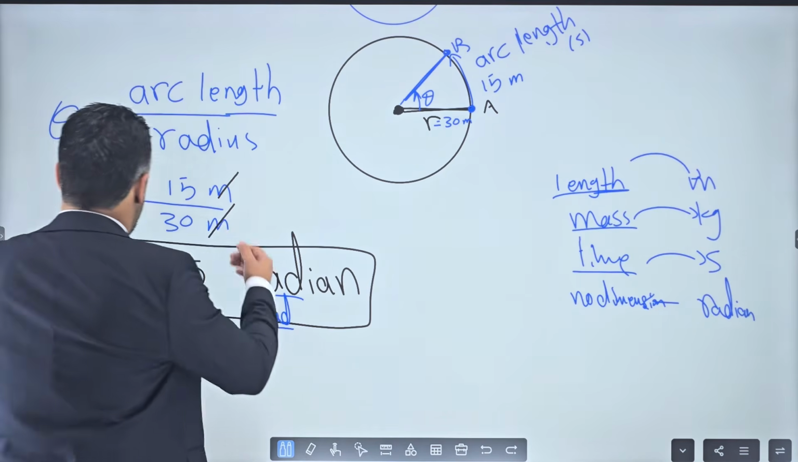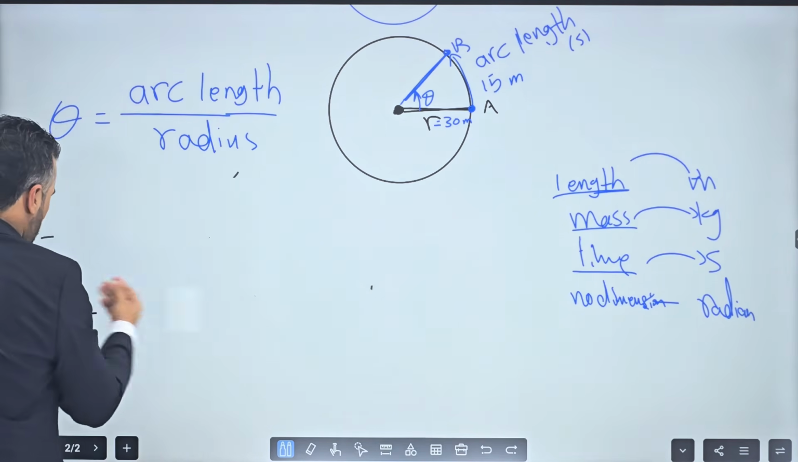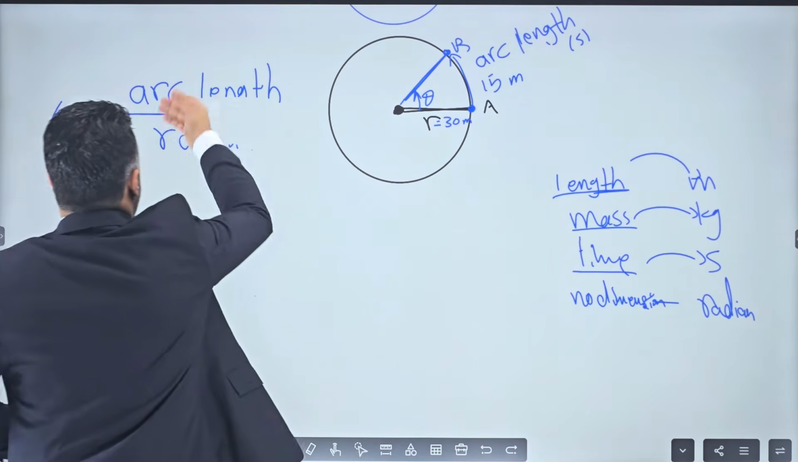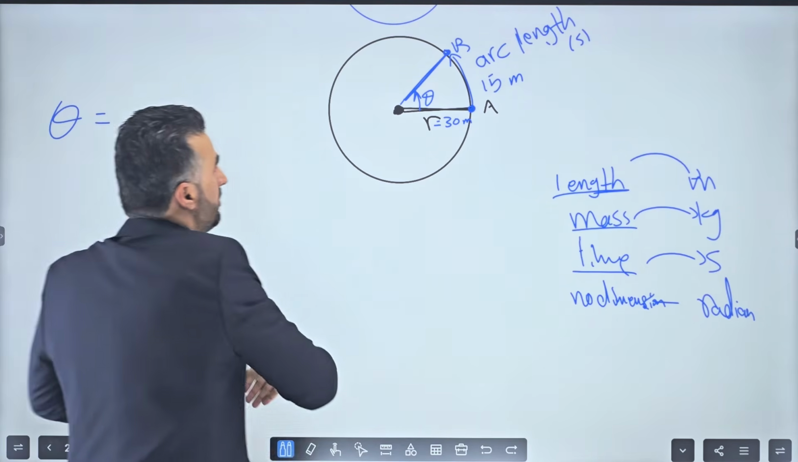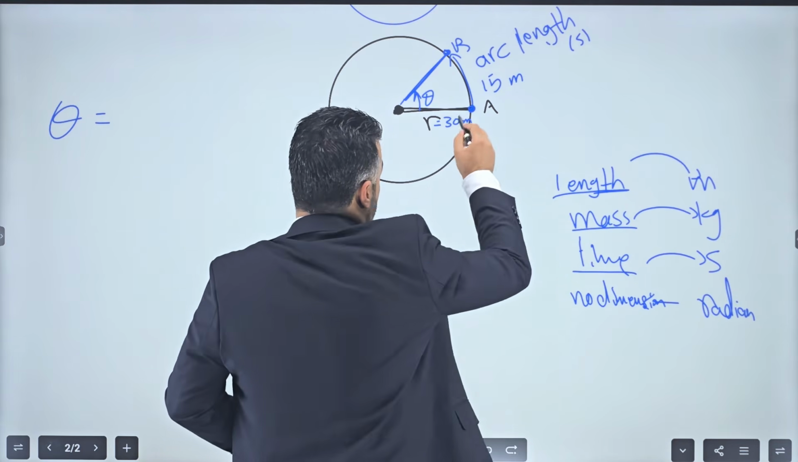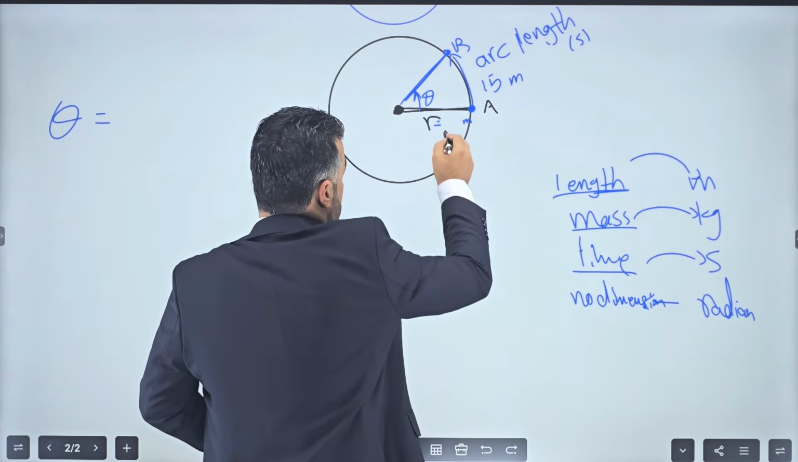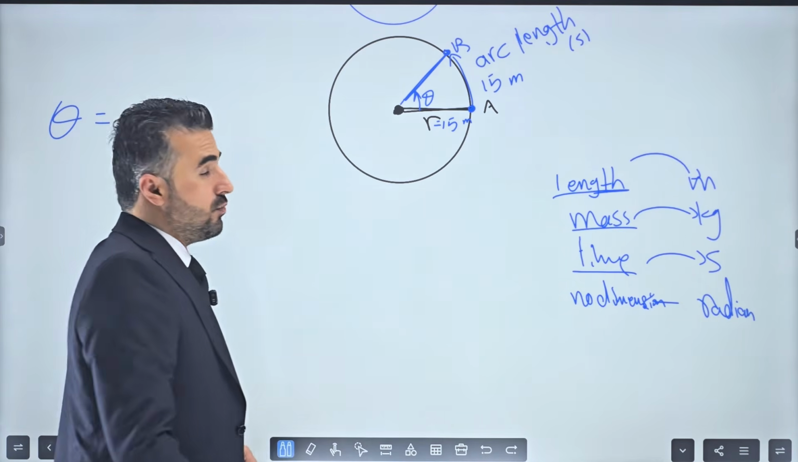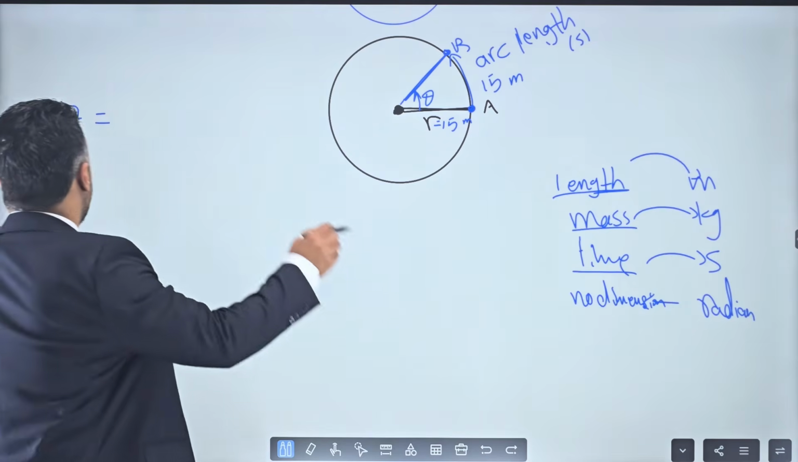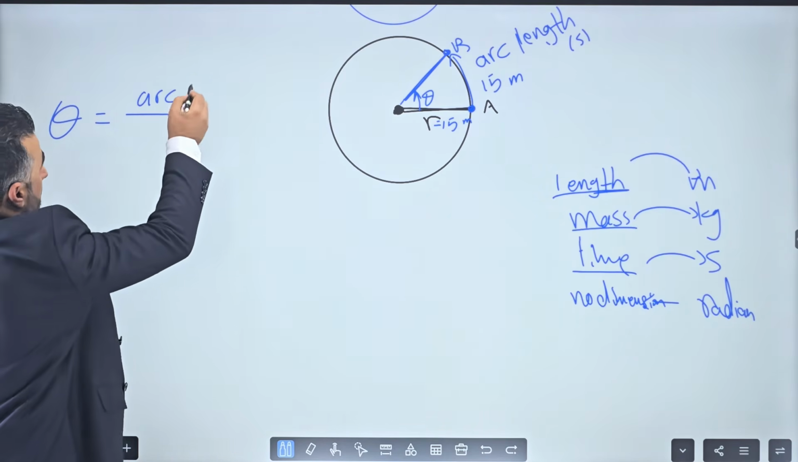That was a very good example, but let me give you one more. What will happen if an object again moves in a circle, but this time the arc length, which is 15 meters, is equal to the radius? What if the radius is also 15 meters here? What would happen this time? So once again, theta is equal to arc length divided by what?